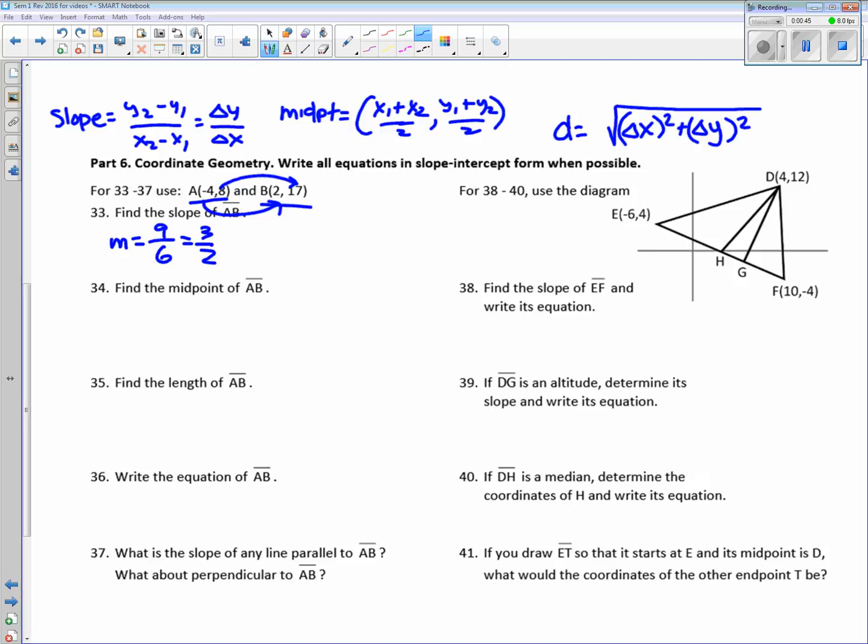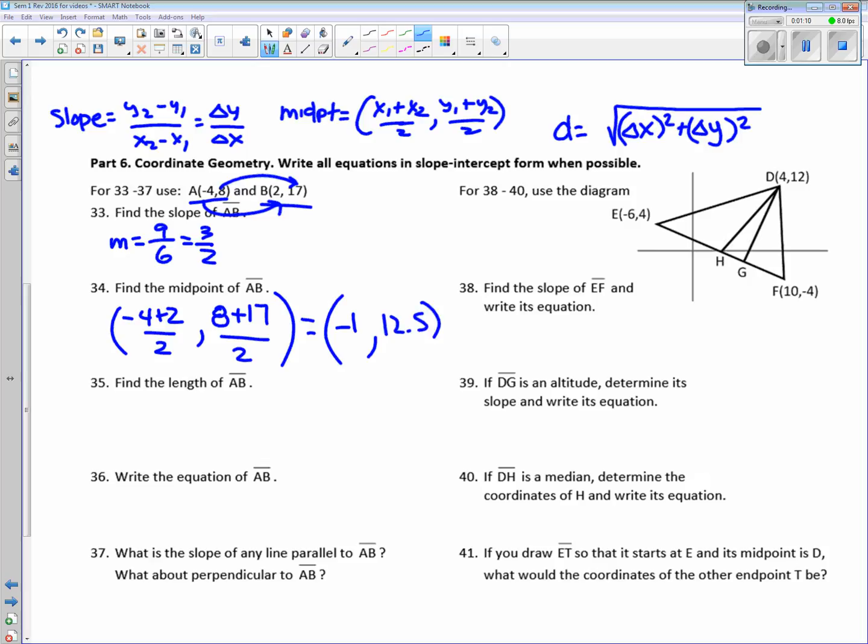The midpoint of AB, there's the formula, but let's think of this as the average of the x's and the average of the y's. So when you average the two x coordinates, you're going to add them and divide by 2. When you average the two y coordinates, you're going to add them and divide by 2. So you're going to get -2 divided by 2 and 25 divided by 2, which is -1 and 12.5.